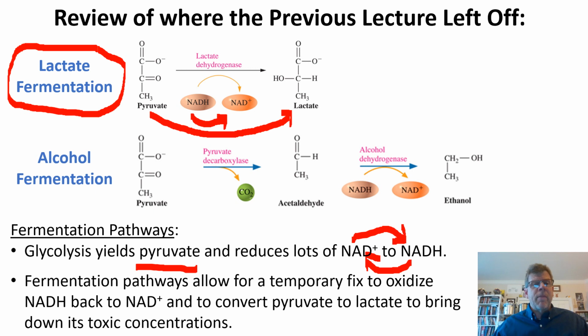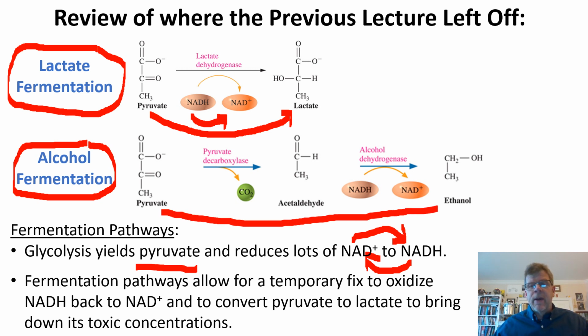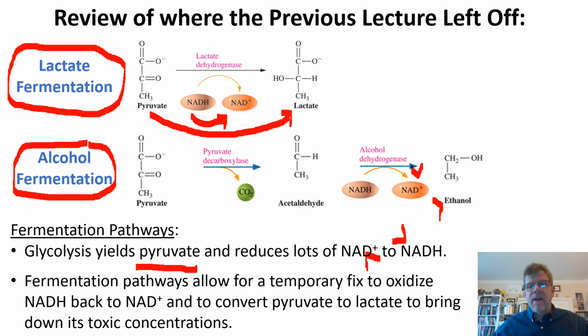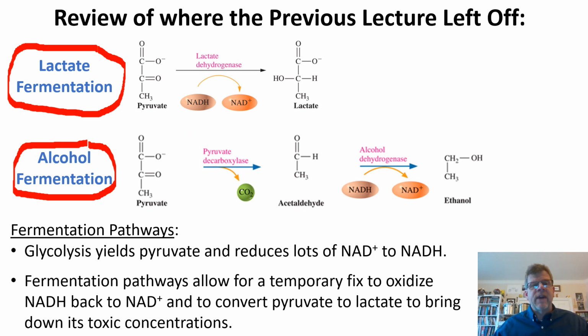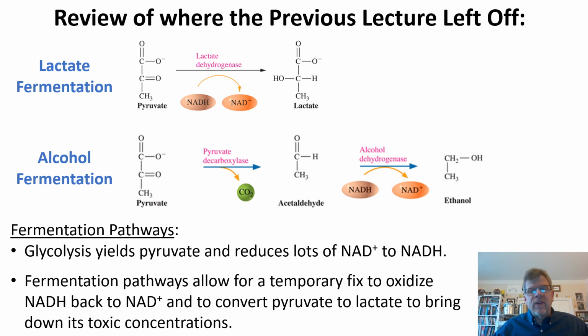The other minor fermentation pathway is alcohol fermentation. Again, what that ultimately does is it cycles pyruvate to another molecule, in this case ethanol, and we cycle NADH back to NAD so that glycolysis can continue. Both of these things are necessary in order for glycolysis to continue. But let's think about this now. What we're doing is, as I said before, unsustainable.